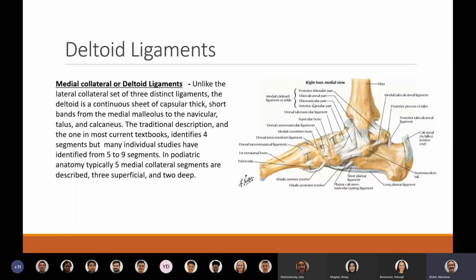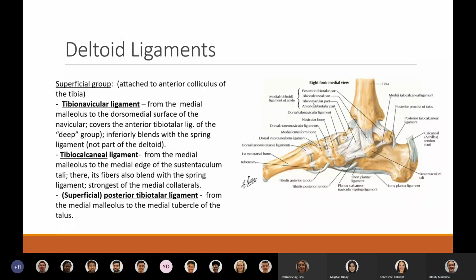segments that are described, 3 superficial and 2 deep. You're going to come in contact with literature from Europe, from other parts, from Japan, where they describe different parts and different numbers. So for podiatry, for boards part 1, you have 5 medial collateral segments, 3 superficial and 2 deep. Okay, so your superficial, here it is. You could review it. It's nothing crazy. You have your tibionavicular component right over here, tibiocalcaneal, and posterior tibiotalar ligament. There is a superficial and then a deep component, so just be aware.